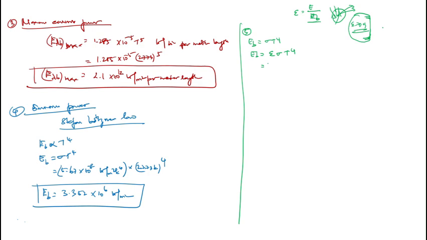So epsilon is given as 0.9, into sigma 5.67 into 10 to the power of minus 8, into 2773 to the power of 4. So finally, you are getting EB, which is equal to 3.352 into 10 to the power of 6 watt per meter square.